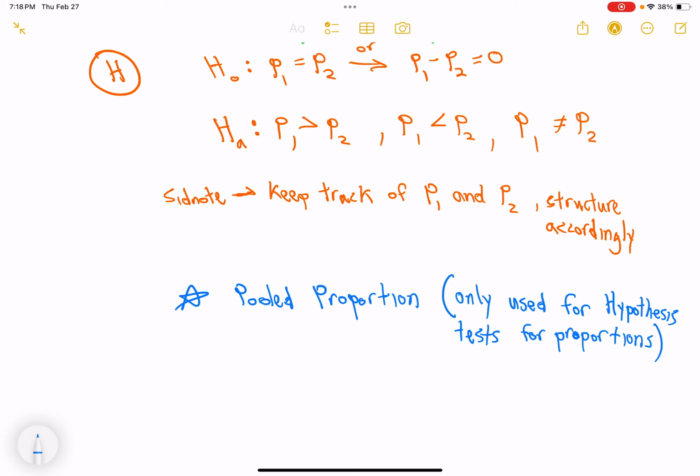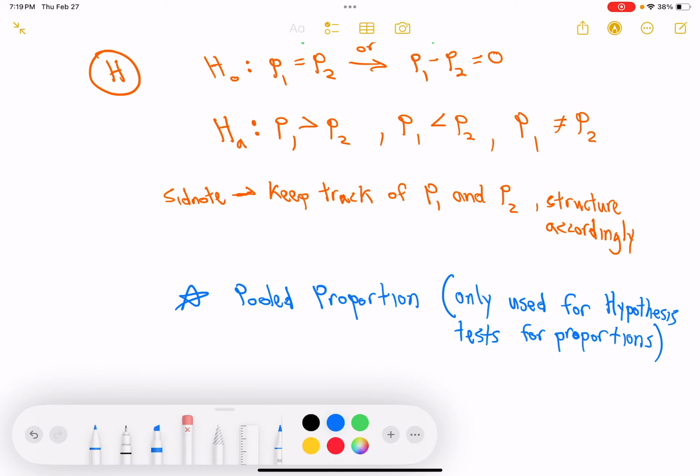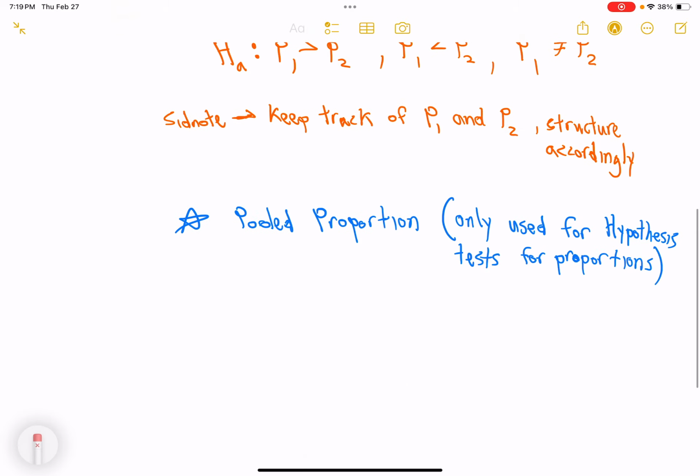Because only in proportions, which are inherently binomial in nature, we only have two options right here. And actually, I shouldn't say bimodal, but they're inherently binomial in nature. And because of that, we know what the binomial structure will look like for either one of the sample distributions. We can't say the same thing about means. But anyway, I'm getting a little big for my britches. Let me get back to this concept of pooled proportions.